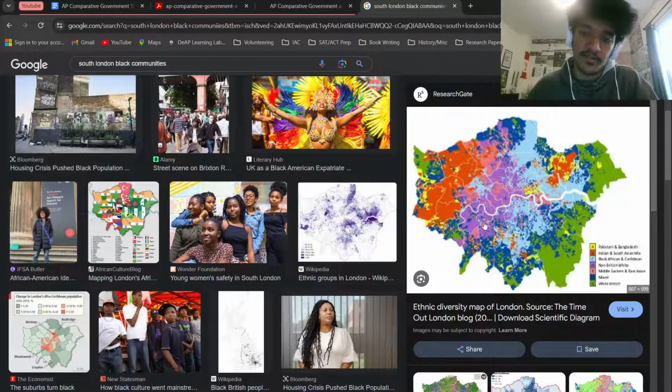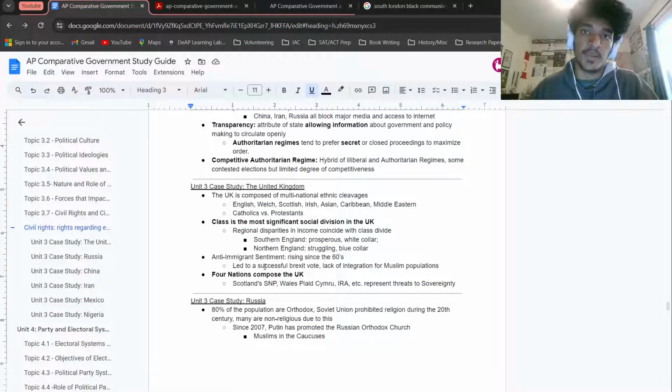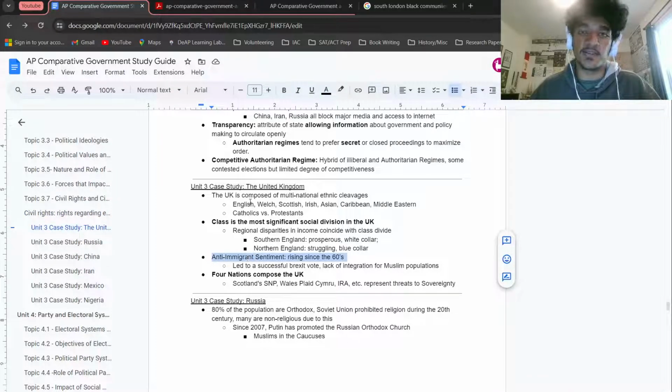Now, I talked a lot about these different social groups, mainly in terms of migrants. How does that relate to the UK? The rise of anti-immigrant sentiment. That is the pinnacle of Brexit, in my opinion, and many political analysts' opinion.